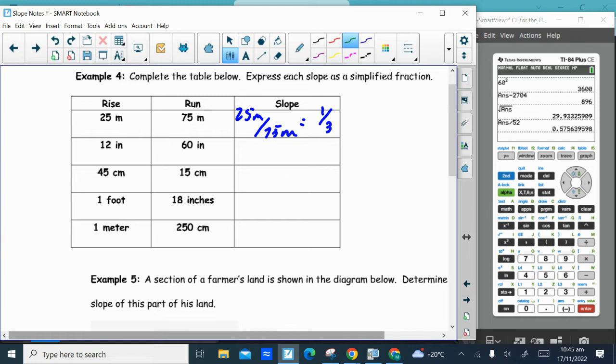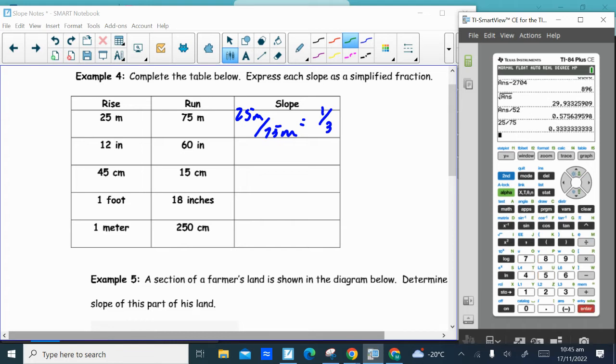Some calculators have a fraction button on them. If you go 25 divided by 75, you'll get the decimal. And on my calculator, if I hit the math key here, the very first choice in the math tab is to go to a fraction. It takes the previous answer and turns it to a fraction, 1 over 3. So some calculators have that ability to convert from a decimal to a fraction.